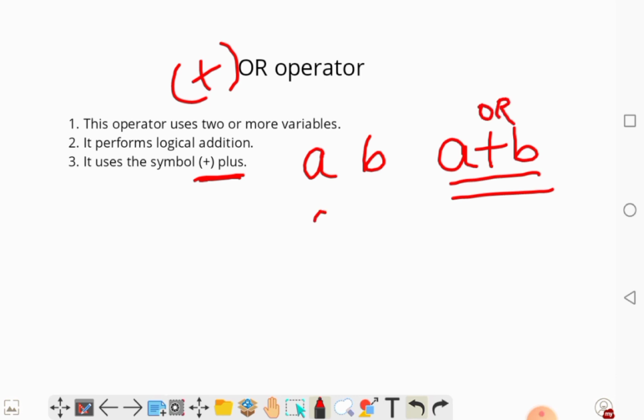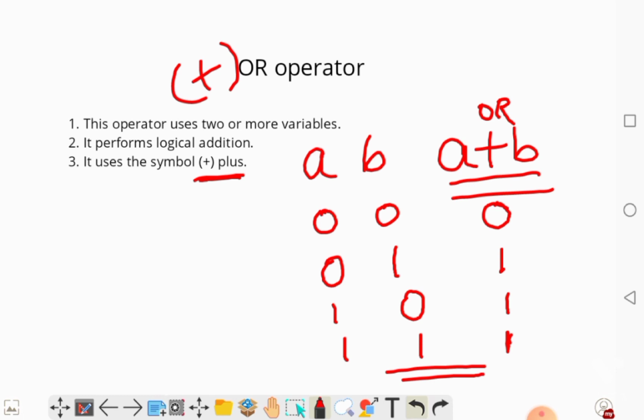For the same values, we have 0 and 0, that is 0 plus 0 is 0. Again, if A is 0 and B is 1, then 0 plus 1 is 1. A can be 1 and B can be 0, then 1 plus 0 is 1. Again, the value of A can be 1 and the value of B can be 1, then 1 plus 1 is 1.